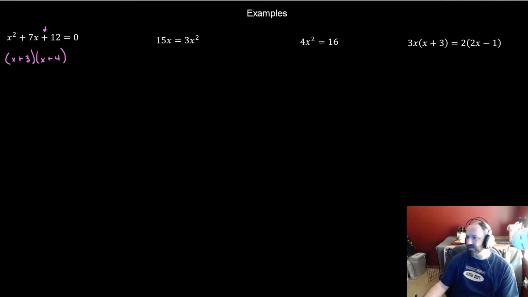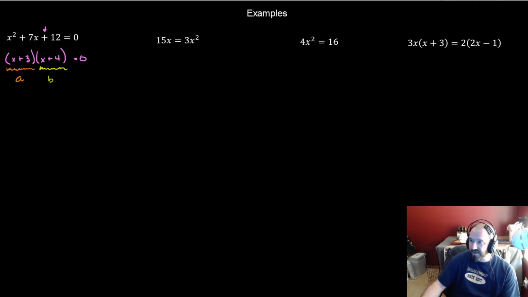Wait, I got x plus 4 times x plus 3. Yeah, it's the same thing. It's okay. So now I have 2 numbers, and this is the part that sometimes is difficult for people to see. This is taking the place of A, and this is taking the place of B. So I have some number times another number gives me 0. One of those numbers must have been 0. Which one? Oh. So we try both.